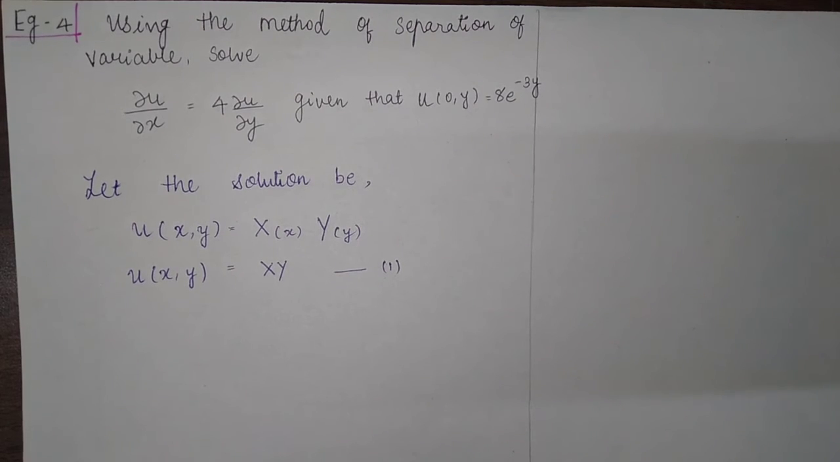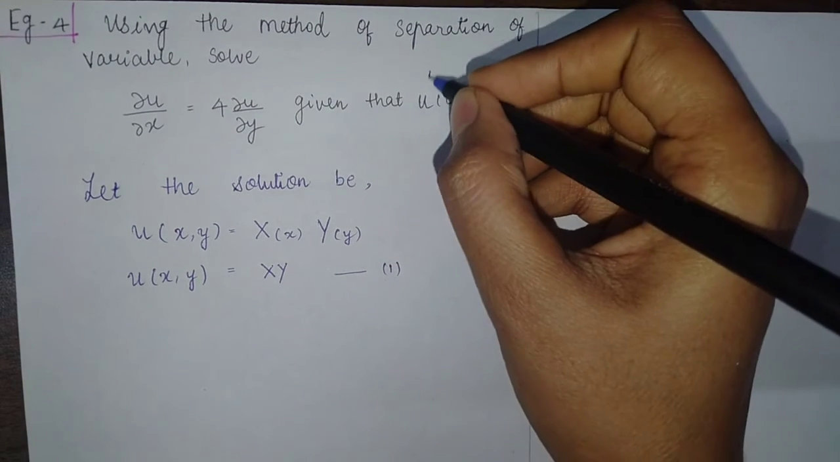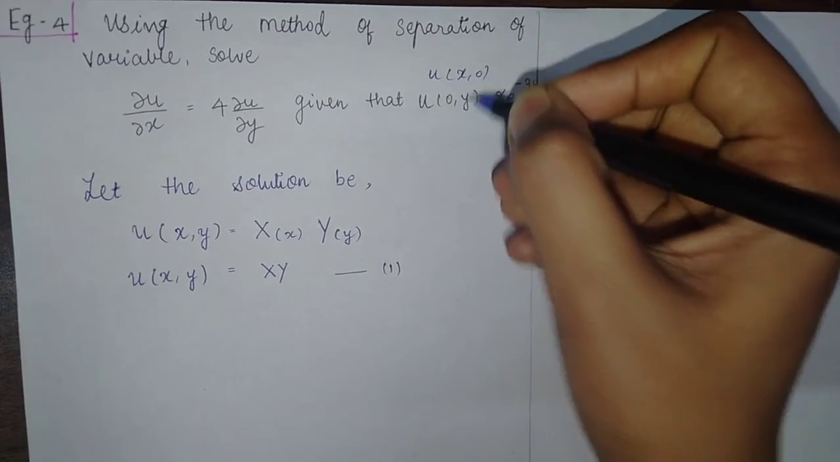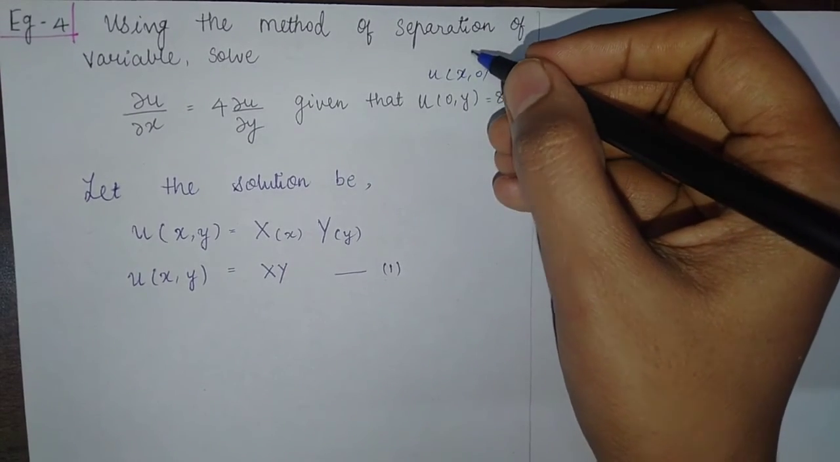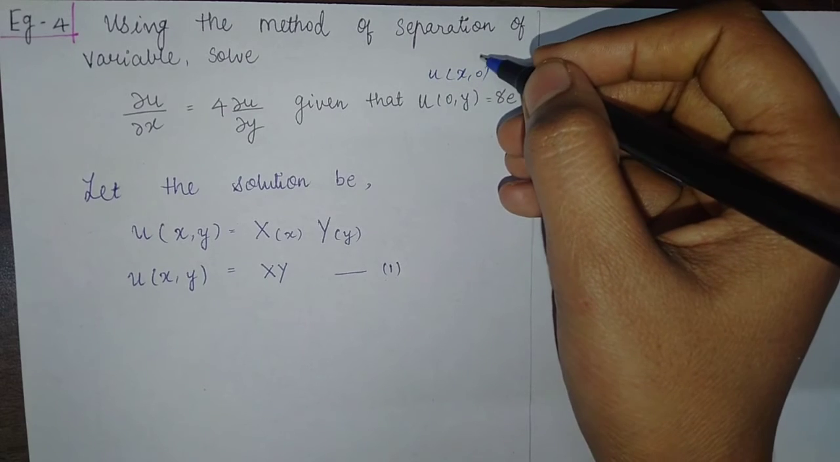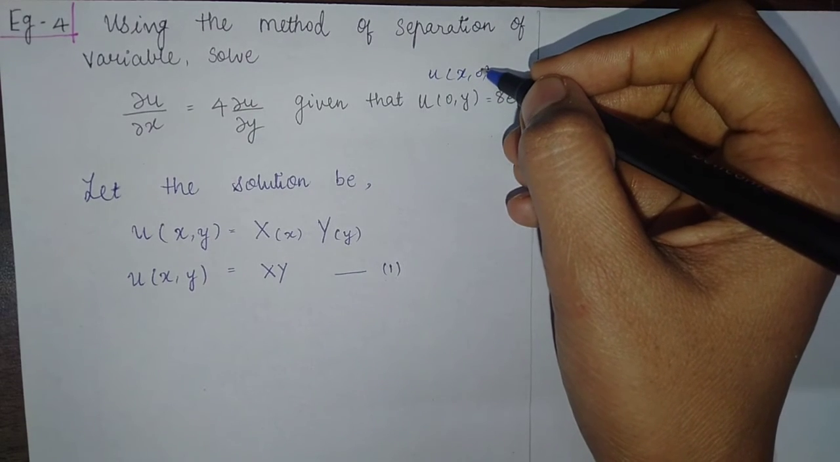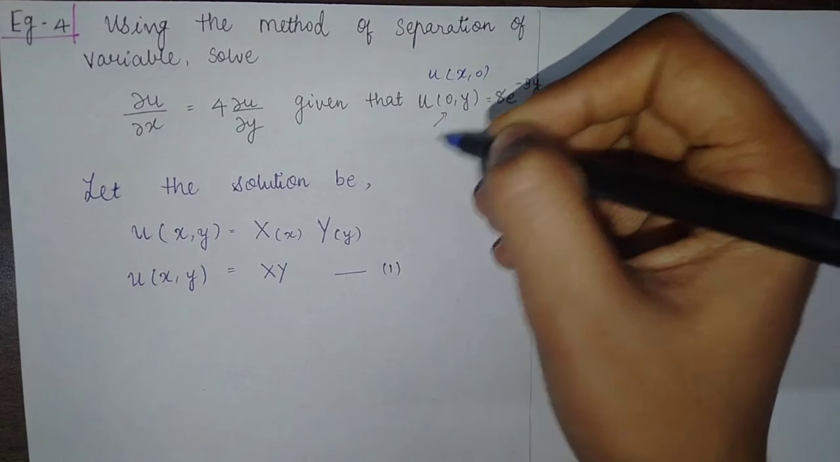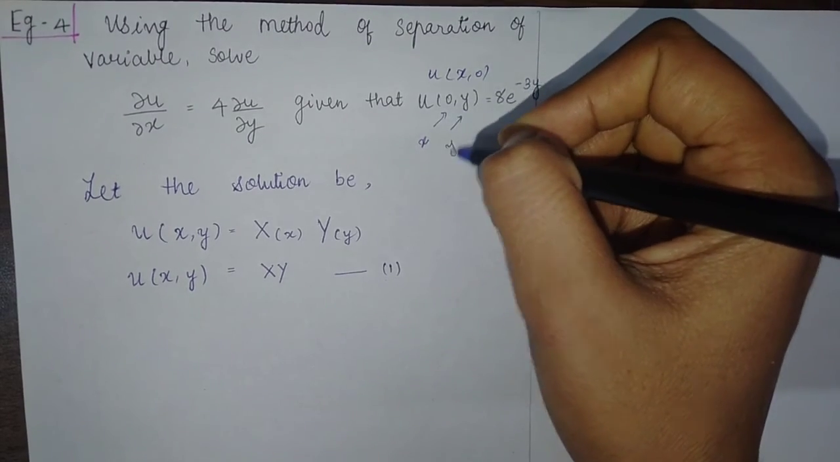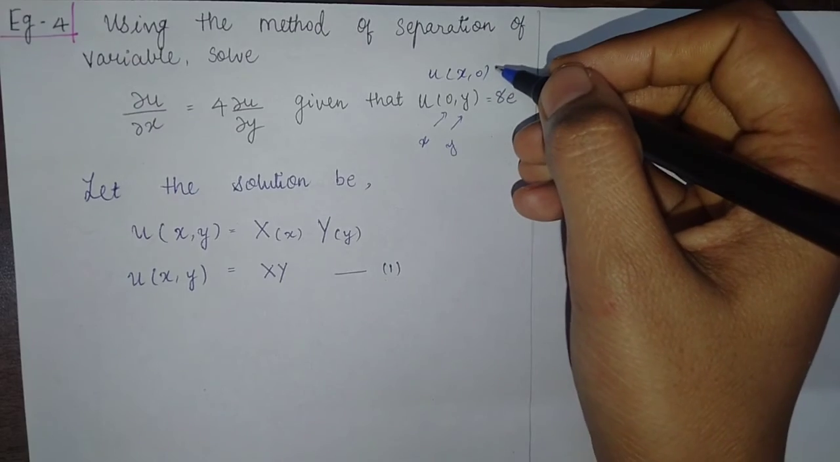Example 4. Using the method of separation of variables, solve del u by del x equal to 4 into del u by del y, given that u of 0 comma y is equal to 8 into e raised to minus 3y. Okay, in the previous example, what was given here? In place of 0 comma y it was given x comma 0. So during that time, in place of x we put x, and in place of t we substituted 0. But here in place of x we will put 0, and in place of y we will put y only in the final equation.